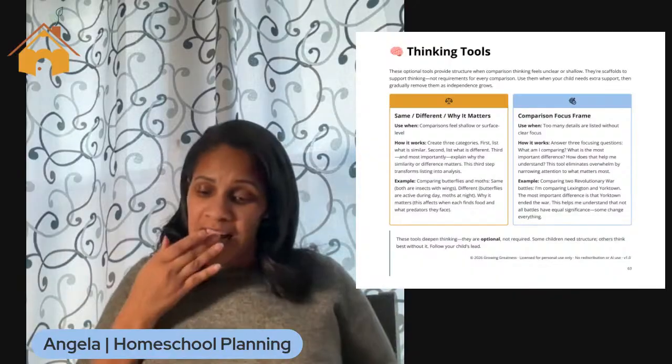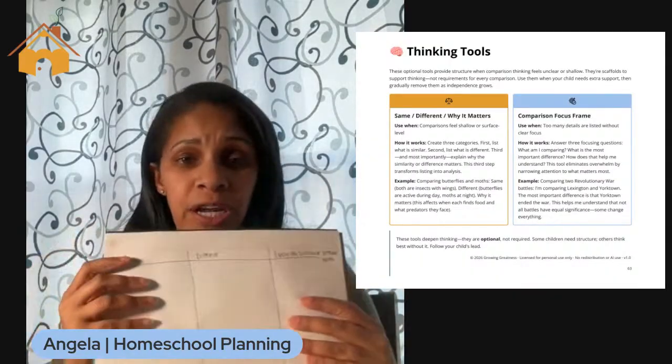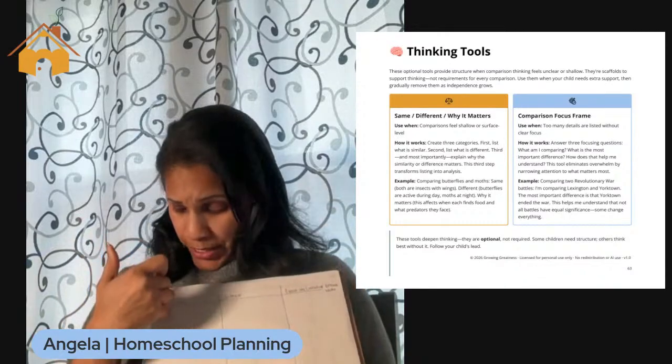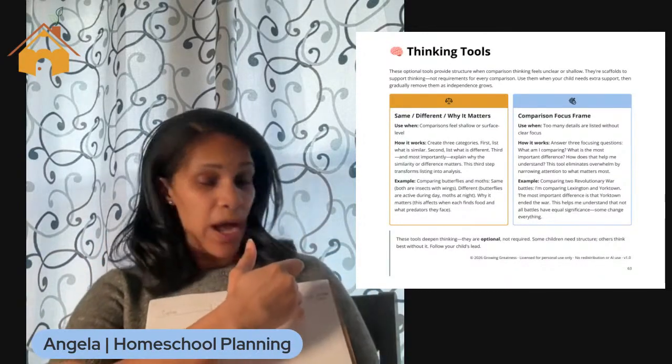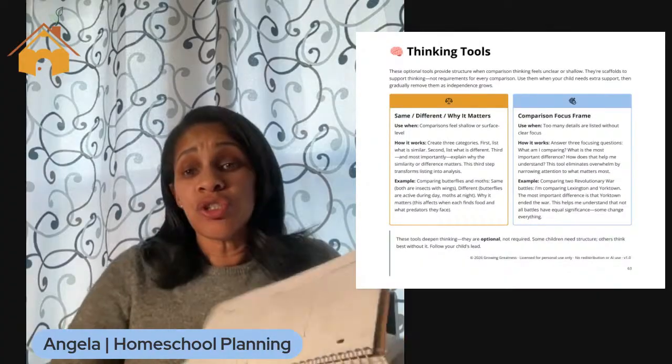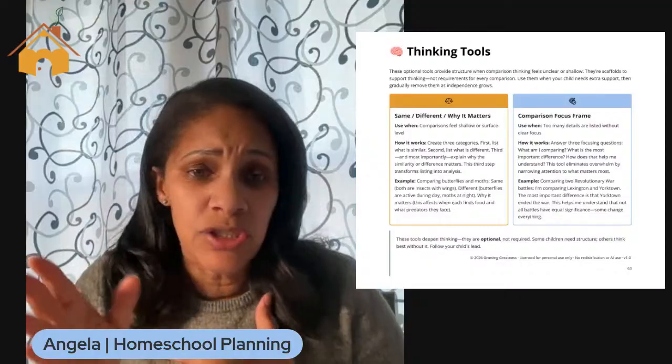So again, the thinking tool that I chose is same, different, and why it matters. We're going to put something that's similar, something that's different, and then explain why the differences matter. And I have an example here in case you guys want an example.